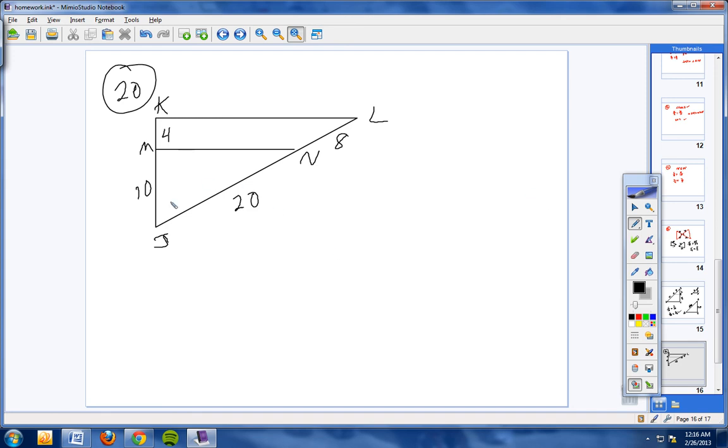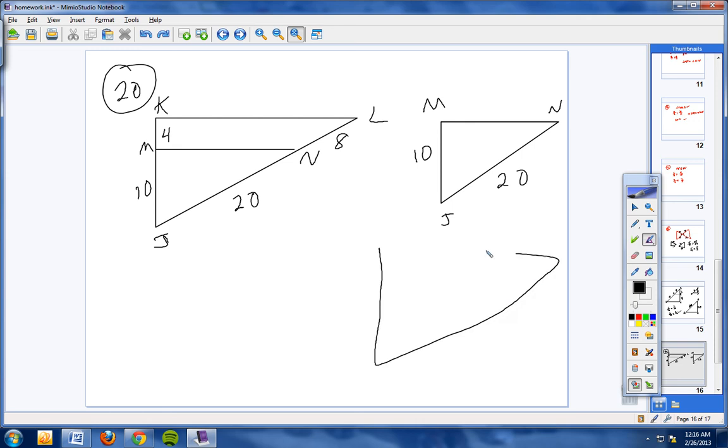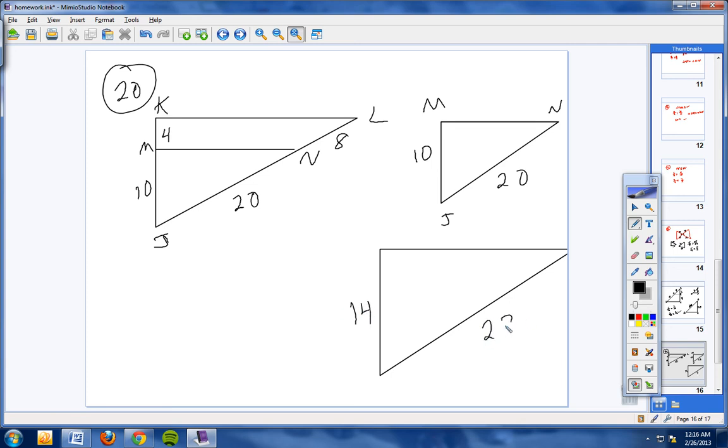Okay, first of all, the little triangle right here, it's not that little, but the little triangle would look like this. And we would have a 10 here. Let's go ahead and make that side look more like a triangle. Wow, that's really bad. All right, we'd have a 10 here and a 20 here, and this is JMN. And then the big triangle, now notice we would have a 14 here because 10 plus 4 is 14, and a 28 here, and we would call this JKL.